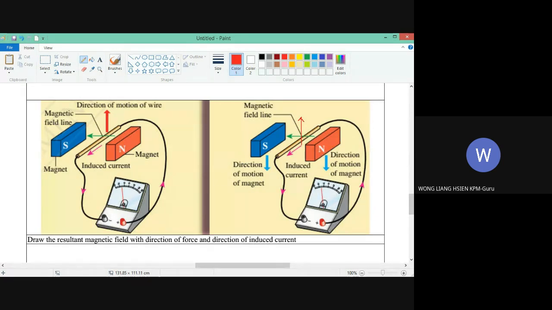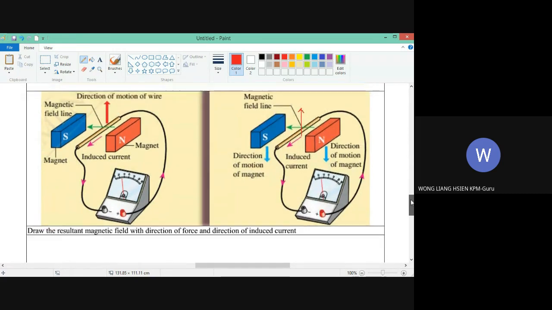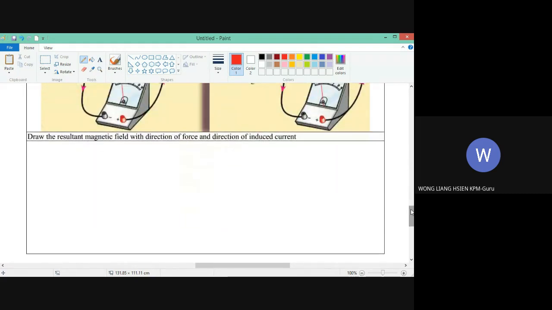Okay, now comes the very important part. Draw the resultant magnetic field with direction of force and direction of induced current. This one we will look at, why is it that the direction of the current will be in such direction. This part is very important.